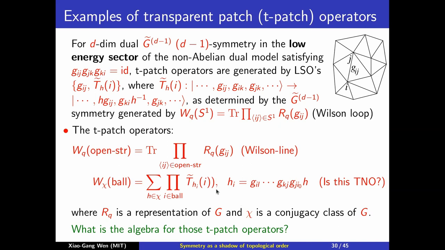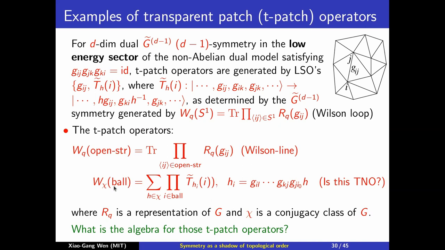And also maybe here the expert is asked, I'm not sure whether this operator is a tensor product operator or not. It's a tensor network operator, whether it's a tensor network operator or not, because this operator at the site i involves a string of degrees of freedom far away from site i. So I don't know. There's an issue here.